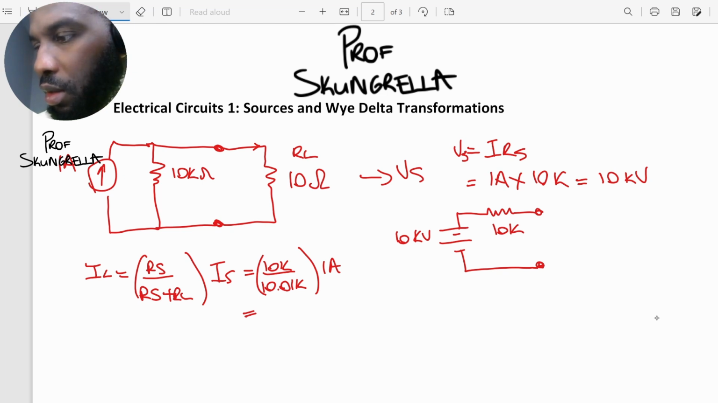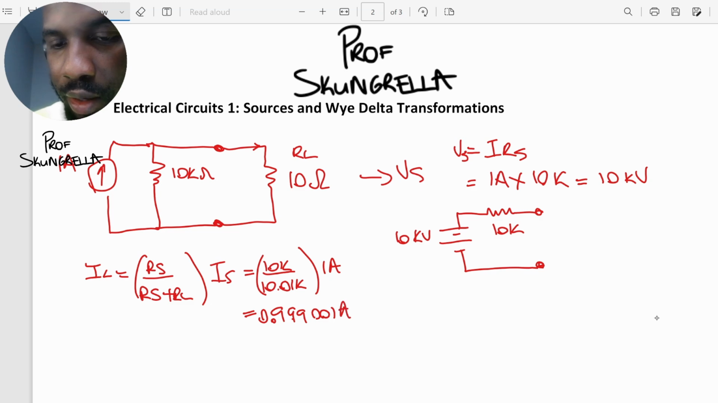10,000 divided by 10,000 and 1.10,010, and that gives me 0.9999001 ampere going for our load.